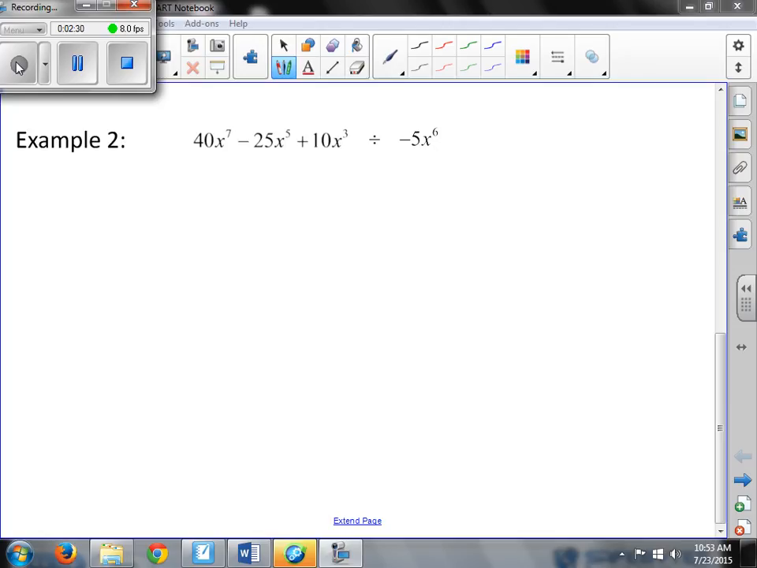Example 2, I'm going to need to write this as a fraction, and I'm going to go ahead, 40x to the 7th minus 25x to the 5th plus 10x to the 3rd. I'm going to go ahead and write each one separately when I write it down.